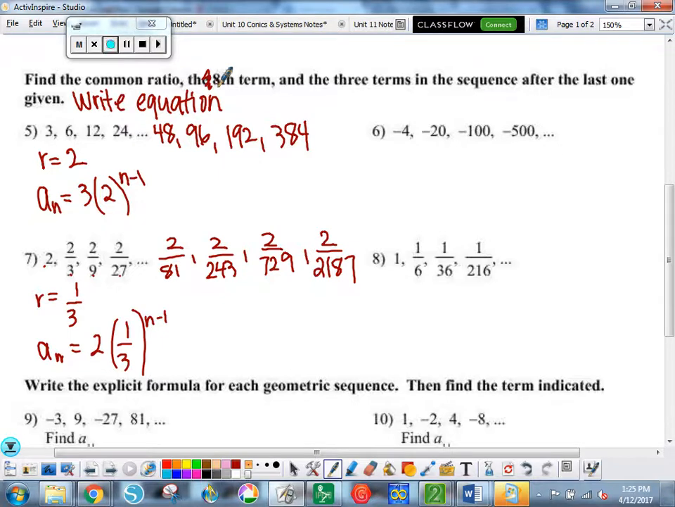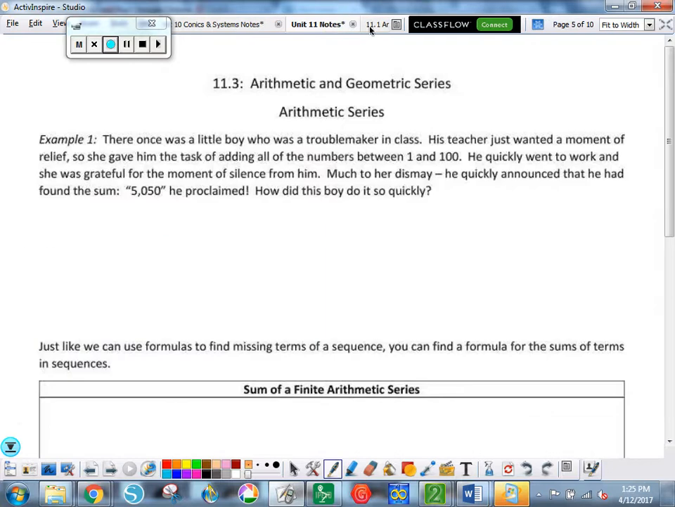Flip back to your notes really quick. If you could just finish the problem that you're on.